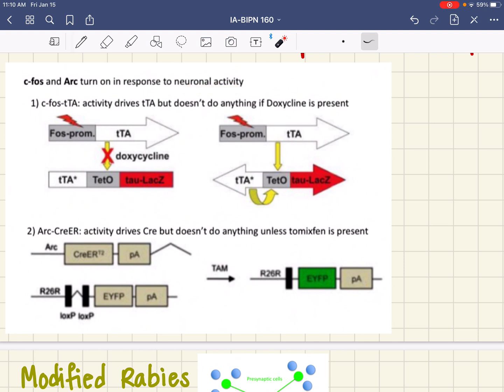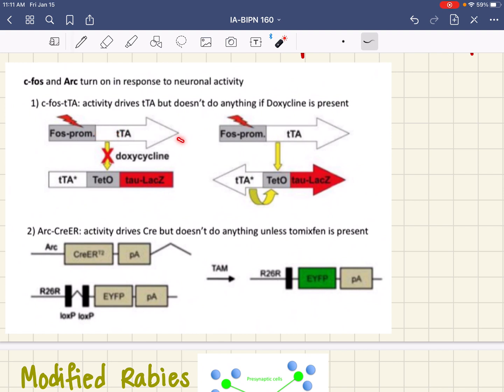So when there's neuronal activity, let's say I sing, right? Or a mouse sings. We can't do this in humans. Mice can't sing. I'm sorry, this is terrible. The mouse smells something. There you go. There is neuronal activity and the CFOS promoter is activated. When it is activated, it drives the expression of TTA.